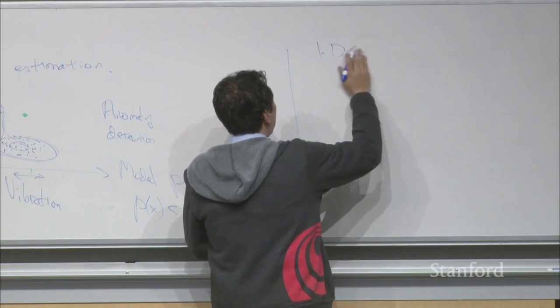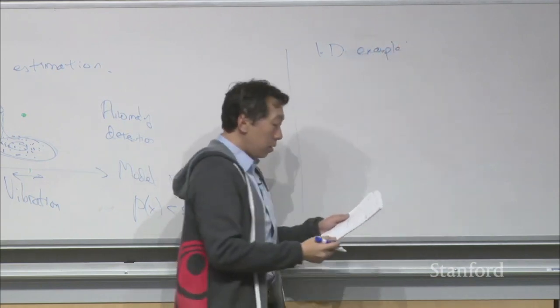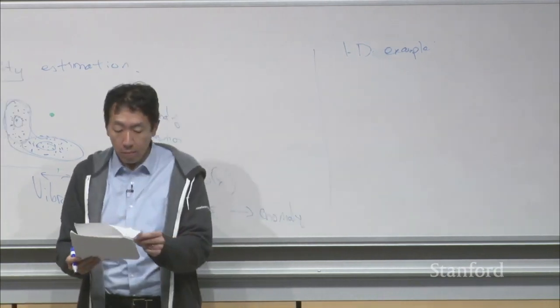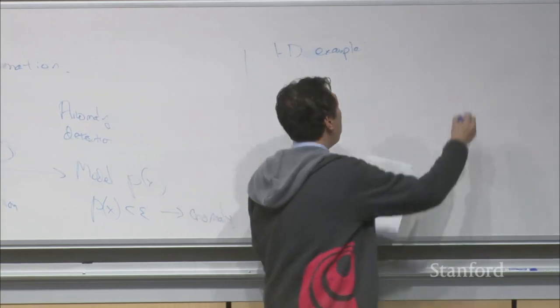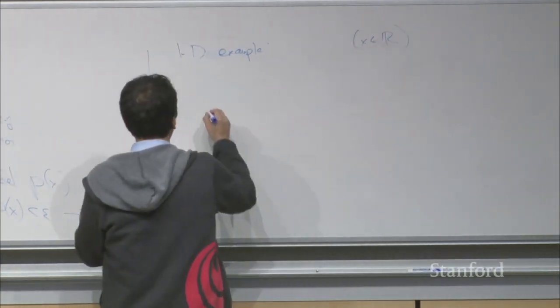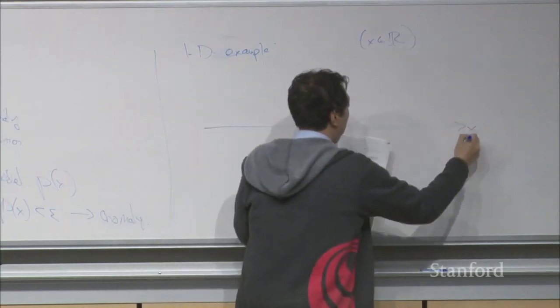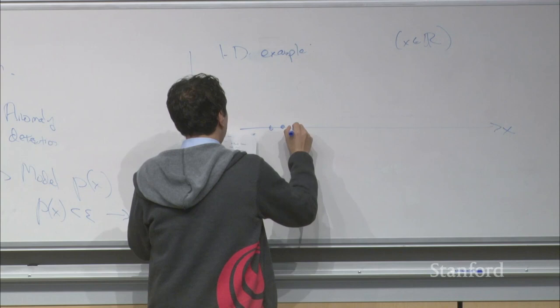Okay. In order to make the mixture of Gaussians model a bit easier to develop, let me just use a one-dimensional example where X is in R. So let's say that we get a data set that looks like this.